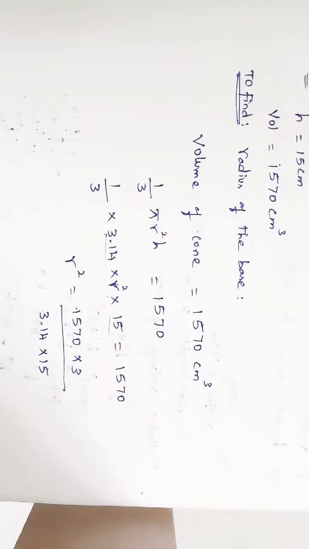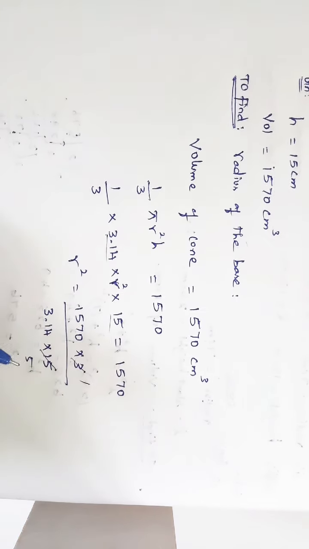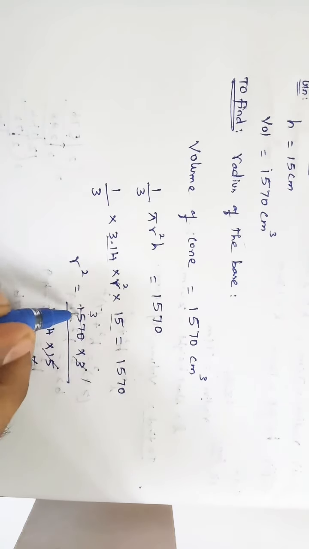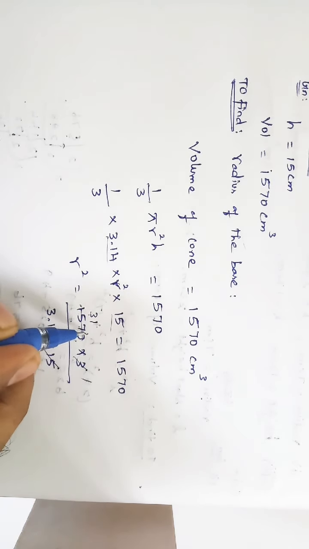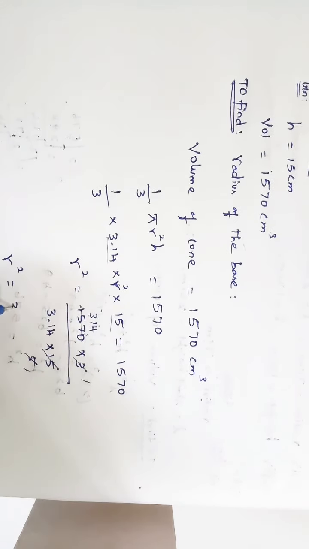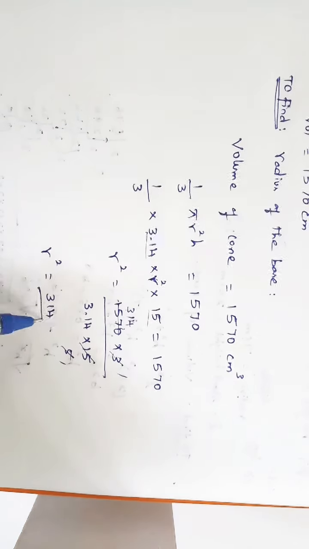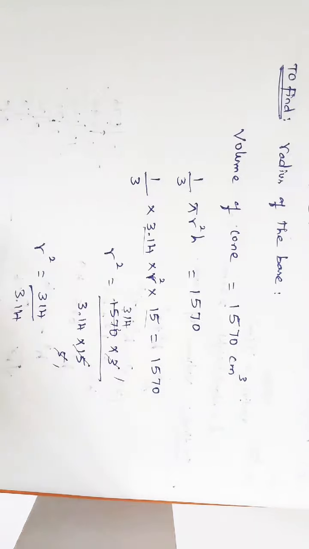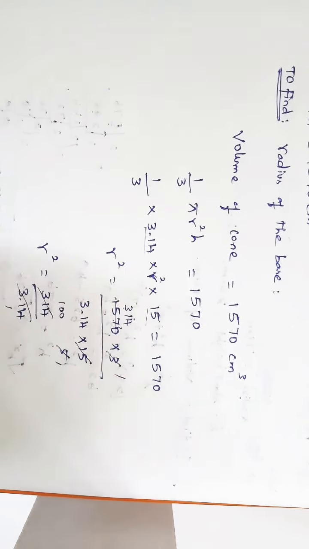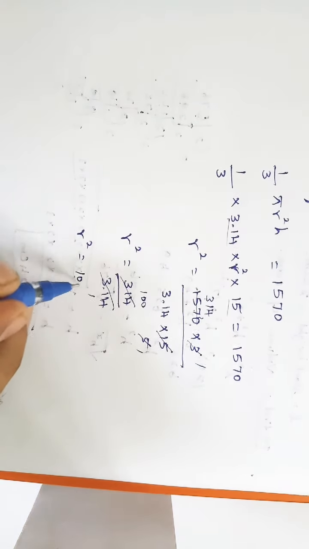Now simplify. Both are 3 tables, so 1 times 5 times, and these are 5 table. 5 1 is 5, 3 times and 7, 1 times 2 balance 24 times. So r square is equal to 314 divided by 3.14. See that both are the same thing, so 1 time 100 times. So r square is equal to 100.